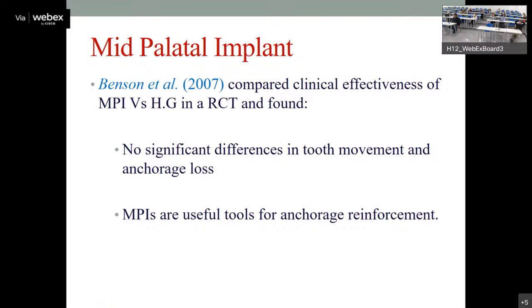But keep in mind that this paper is talking about patients with a good level of cooperation. If the patients are cooperative, then the headgear will work. If the patients are not cooperative, then the headgear will not work, and you can't compare it with the midpalatal implant. So in their study, they reported that the level of cooperation of their patients was high.